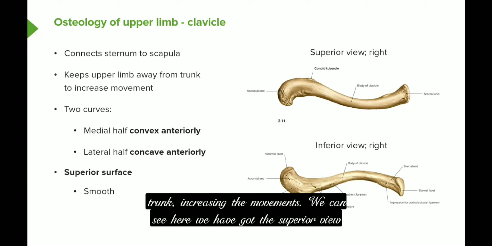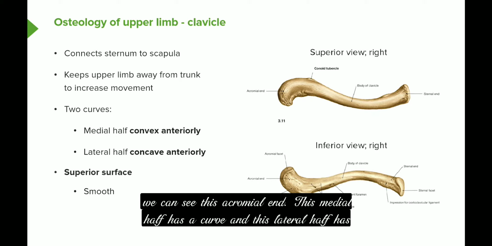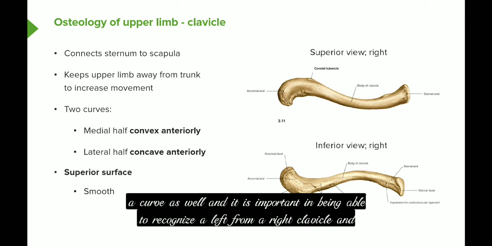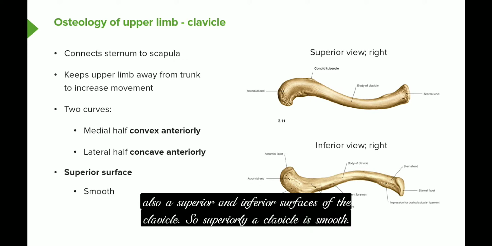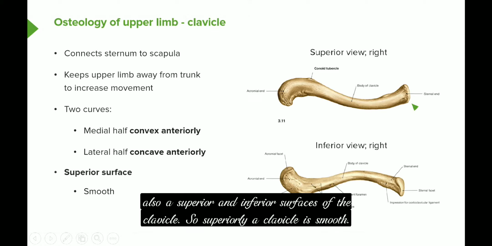We can see here we've got the superior view of a right clavicle, as if we're looking down onto it. We can see again this sternal end, and this acromial end. This medial half has a curve, and this lateral half has a curve as well. And it's important in being able to recognize a left from a right clavicle, and also the superior and inferior surfaces of the clavicle. So superiorly, a clavicle is smooth.